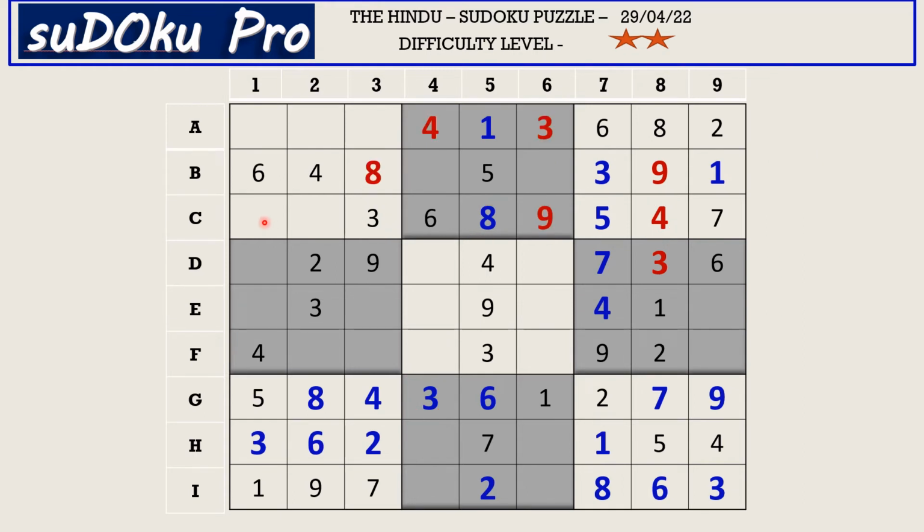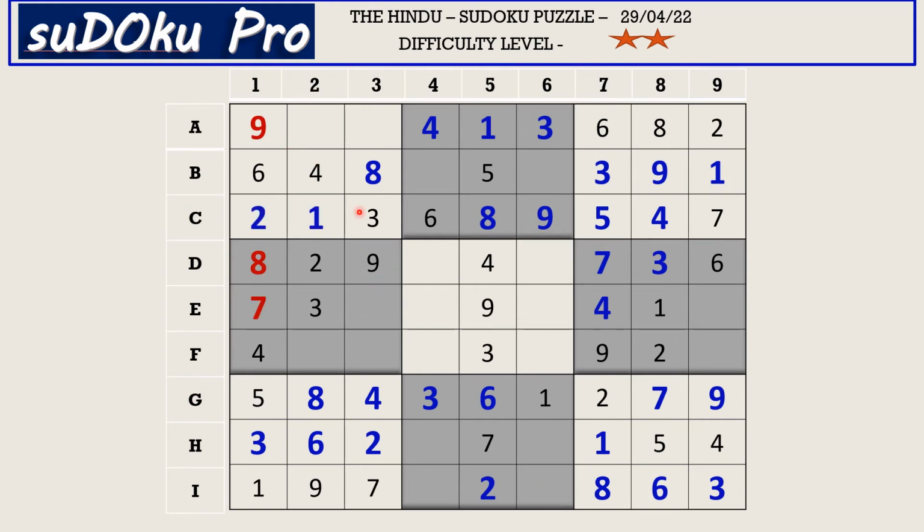In C row, there are only 2 empty cells and the missing numbers are 1 and 2. There is a 2 blocking from here. So C2 takes 1 and C1 takes 2. Column 1, there are 3 empty cells. The 9 here blocks these two cells. So 9 naturally goes here in A1. Now in column 1, the missing numbers are 7 and 8. There is a 7 blocking from here. So D1 takes 8 and E1 takes 7.